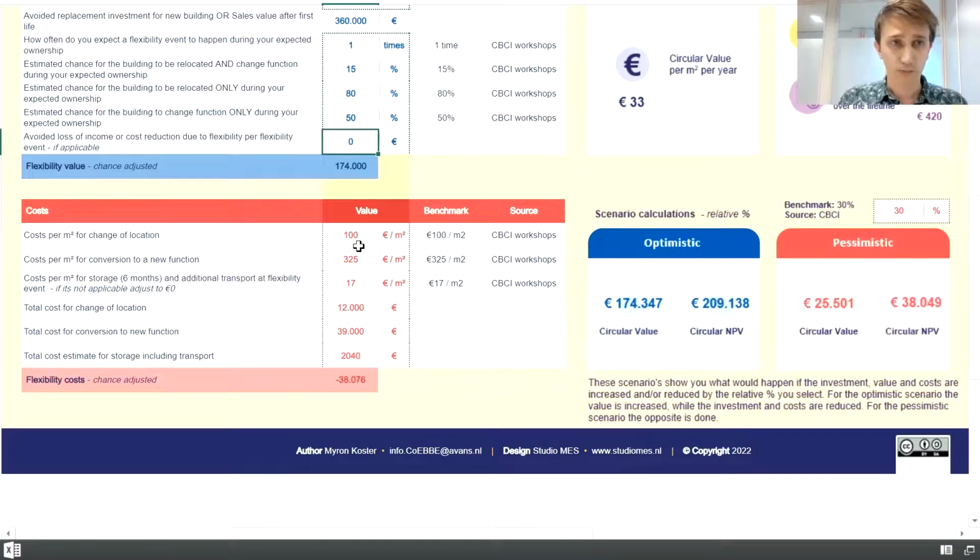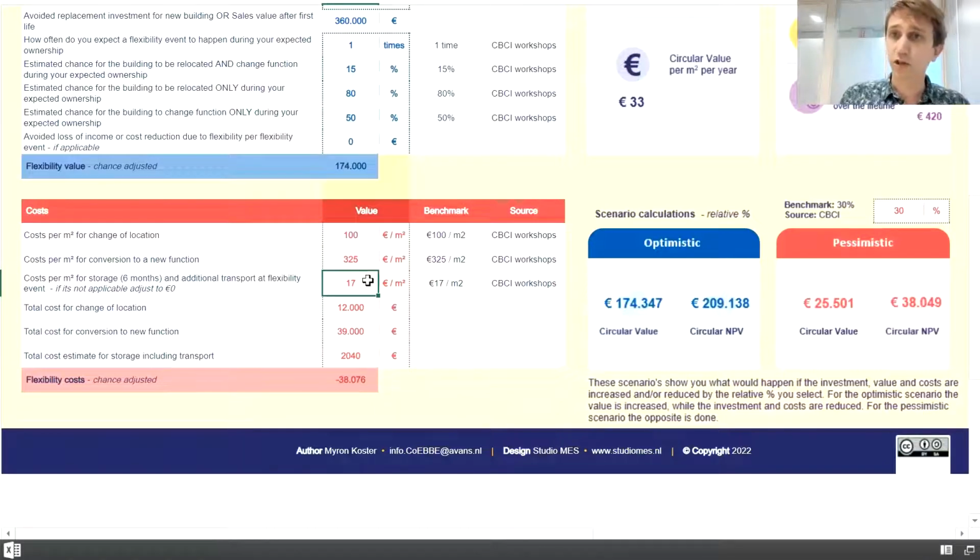Then we look at the costs. So we have costs per square meter for changing location, which is expected to be 100 euros. Cost for conversion to a new function. So that could be, for example, from an office to an apartment, or from a public function to an office building. So changing it from one to another. These costs can vary quite widely because it really depends on what sort of different scenarios you're foreseeing. So this is something to be more intensively researched.